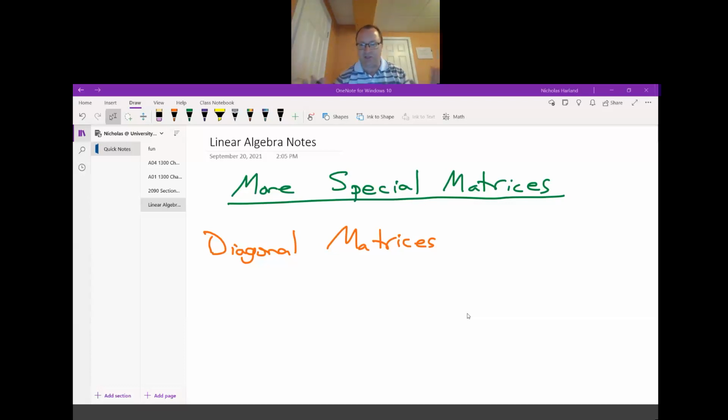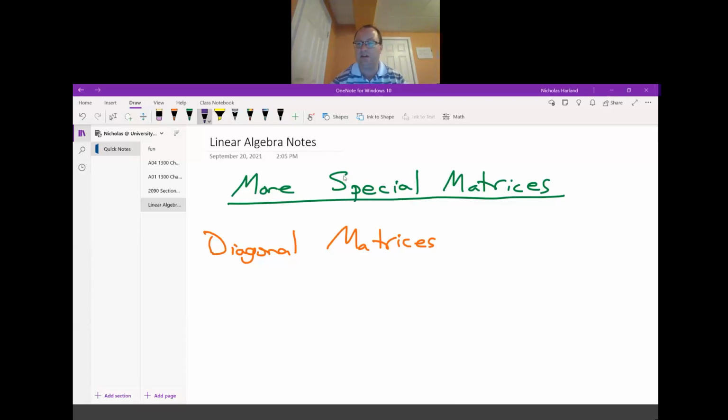So in this video, we'll just talk about a few special types of matrices that haven't been covered in previous videos, or at least haven't been specifically defined in our previous videos. All of these are going to be examples of square matrices. The first one, which is already shown here, is the diagonal matrix.